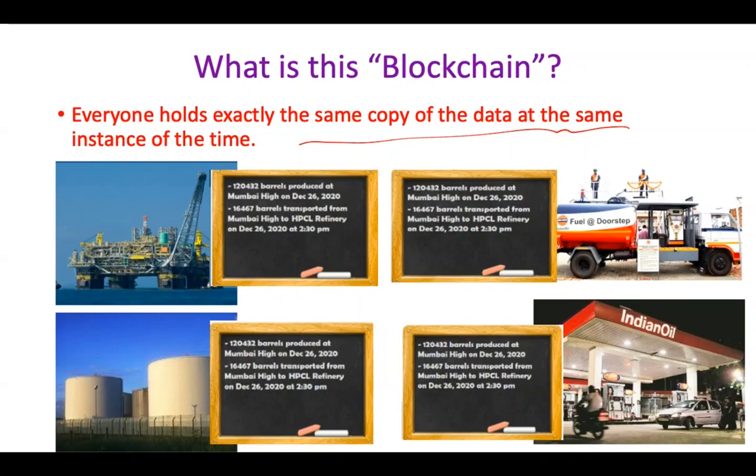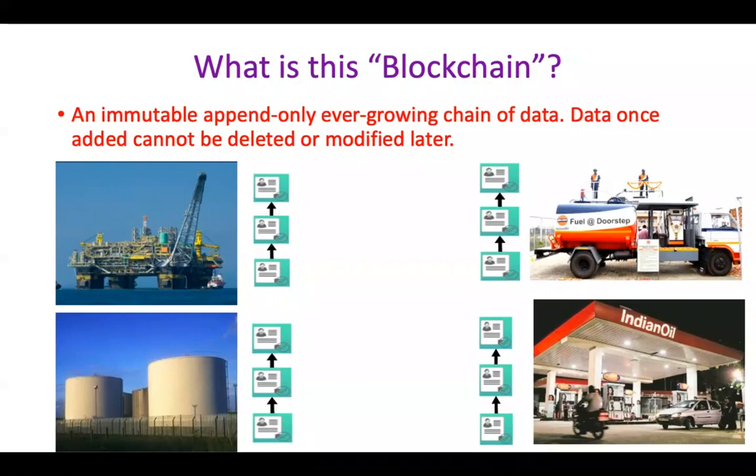Okay. So then, if you see, this blockchain is immutable and append-only. As we said, information can only be appended but not erased. So it is an ever-growing chain of your data. Once data is added, it cannot be deleted or modified later, to achieve non-repudiation.